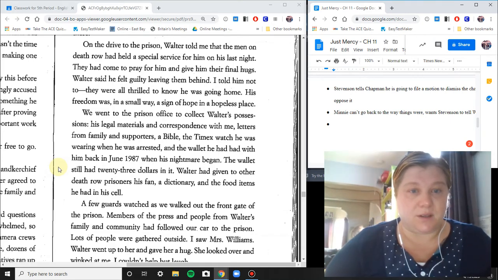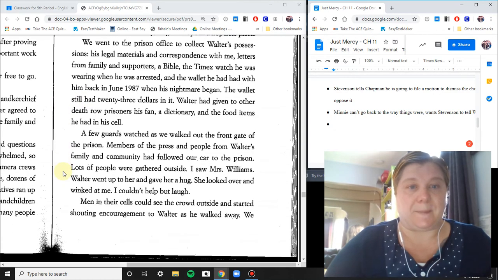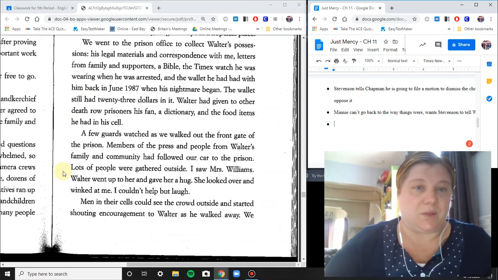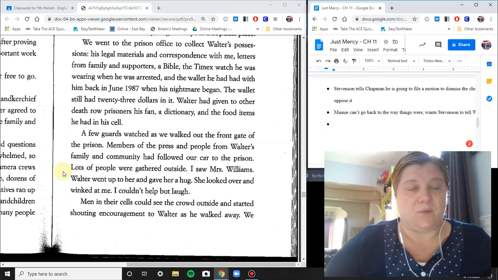We went to the prison office to collect Walter's possessions, his legal materials and correspondence with me, letters from family and supporters, a Bible, the Timex watch he was wearing when he was arrested, and the wallet he had had with him back in June of 1987 when his nightmare began. The wallet still had $23 in it. Walter had given to other death row prisoners his fan, a dictionary, and the food items he had in his cell. A few guards watched as we walked out the front gate of the prison.